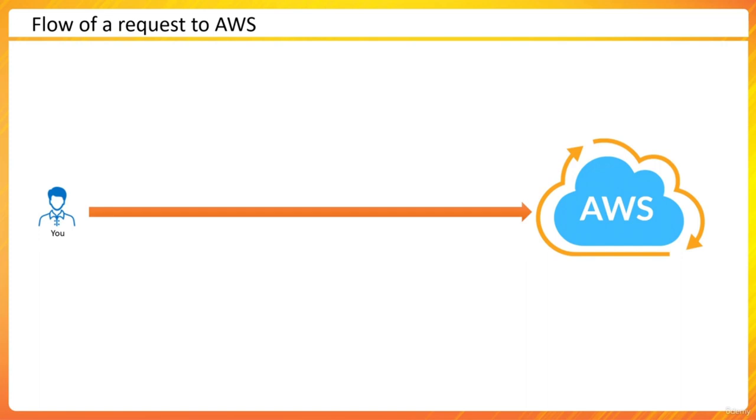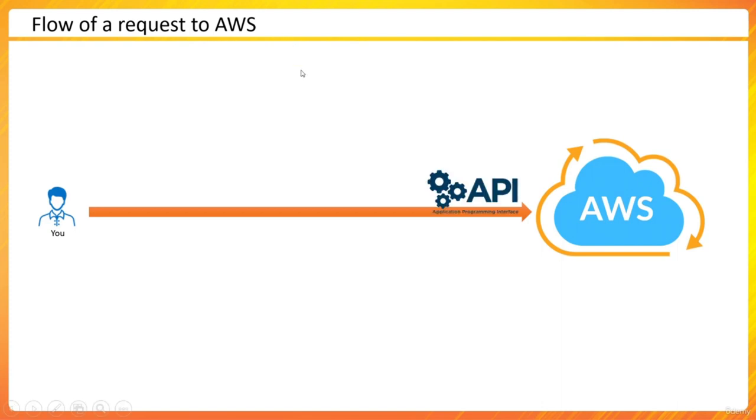Now, let's talk about flow of requests first. So you want to talk to AWS resources. Maybe you are performing some operation, you are deploying something, and for all of that, you have to send a request to AWS. The model of AWS resources is request and response. You send some request, and based on that, you would be getting a response. Maybe you wanted to create something, delete something, modify something. So everything is a request.